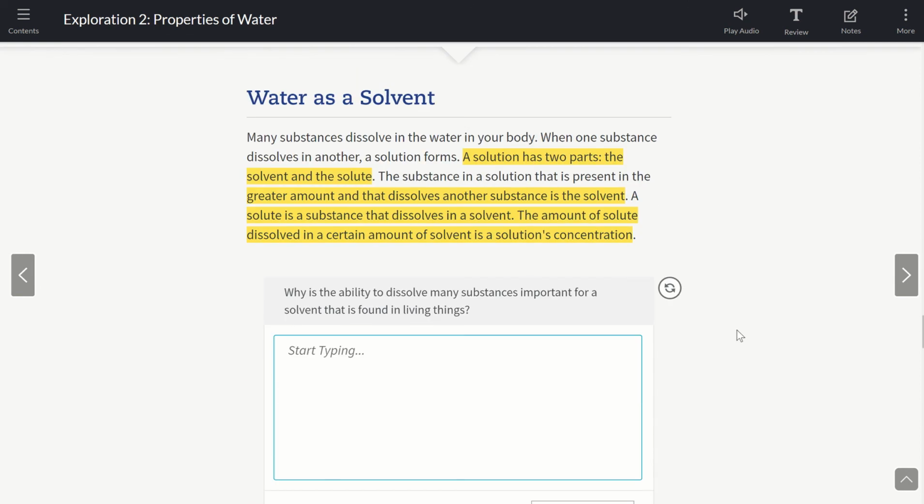All right. Another property of water is the fact that it is referred to as a solvent. Now I'm going to throw a couple of terms at you. A solution is where you have one substance dissolved into another. A solution has two parts, the solvent and the solute. Just as your textbook says, the substance in the solution that is present in the greater amount is the solvent.